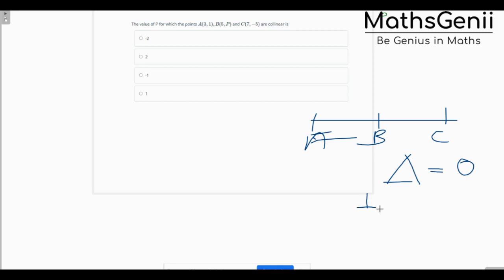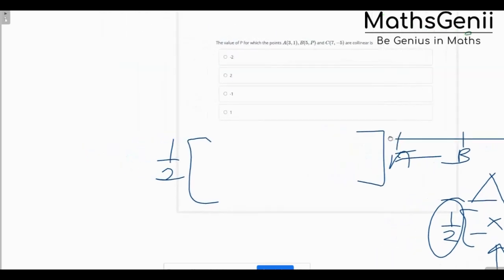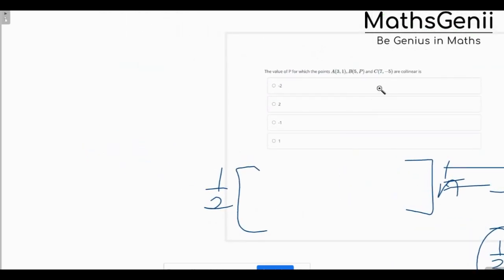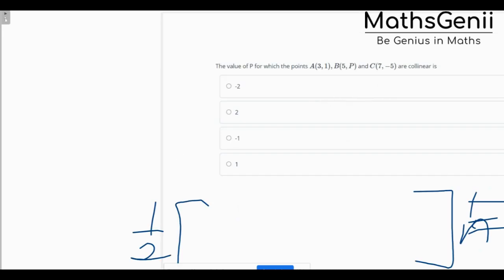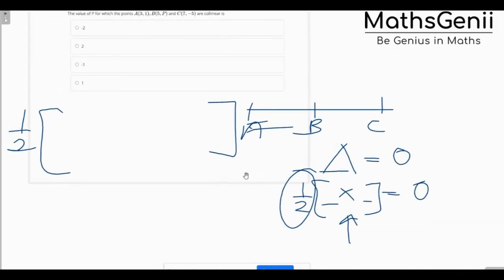What is area of triangle? Half into base into height is equal to 0. Now half I will use in the formula, and here 3 points are mentioned, ABC. So you will have to do cross product. Cross product becomes very lengthy. So therefore I am telling you a shortcut for cross product. Cross product shortcut, remember.